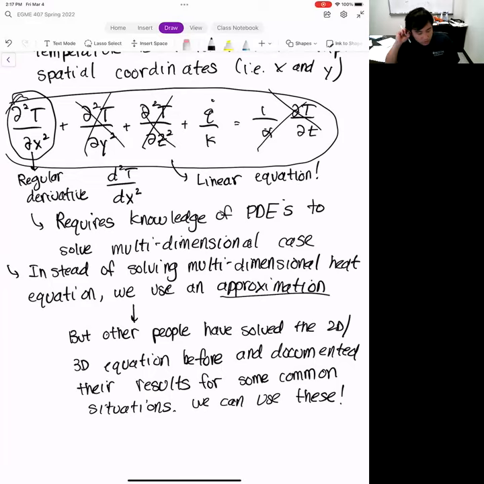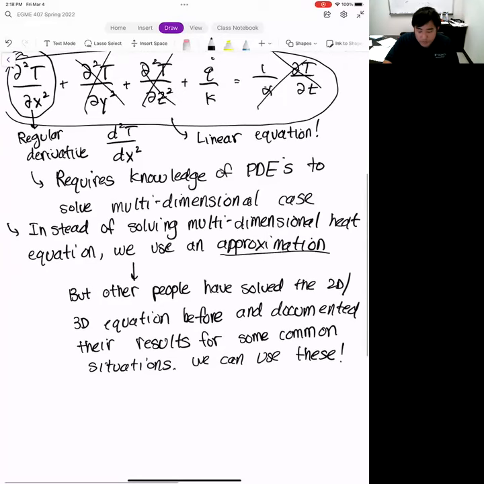And so linear, the reason I can call it linear is because we don't have any temperature squared terms. We don't have any spatial terms squared except for the derivatives, right? And so mathematically, when you have linear equations like this, they're usually a lot easier to work with. Okay, and you can build a lot of approximations off of linear equations as well, right?